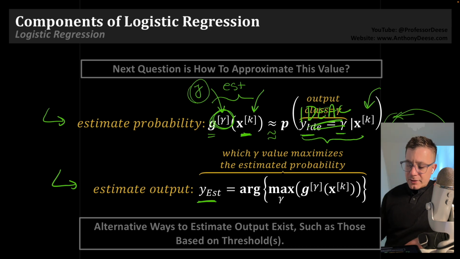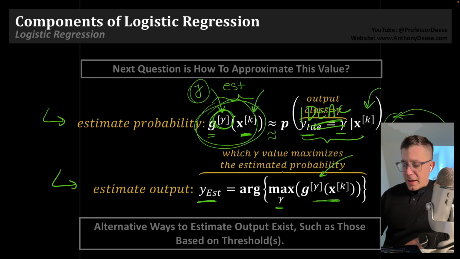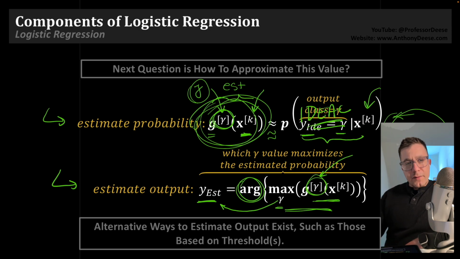classifications. So what it says is that if we maximize the estimated probability function with respect to gamma, or we find the gamma value that maximizes the estimated probability, we take the argument from that function, which is gamma, and assign it to y sub est. So we take the probability function, we evaluate it for all the valid gamma values, all the valid categories or classifications, and the one that's maximum is then assigned as the estimated classification or category.